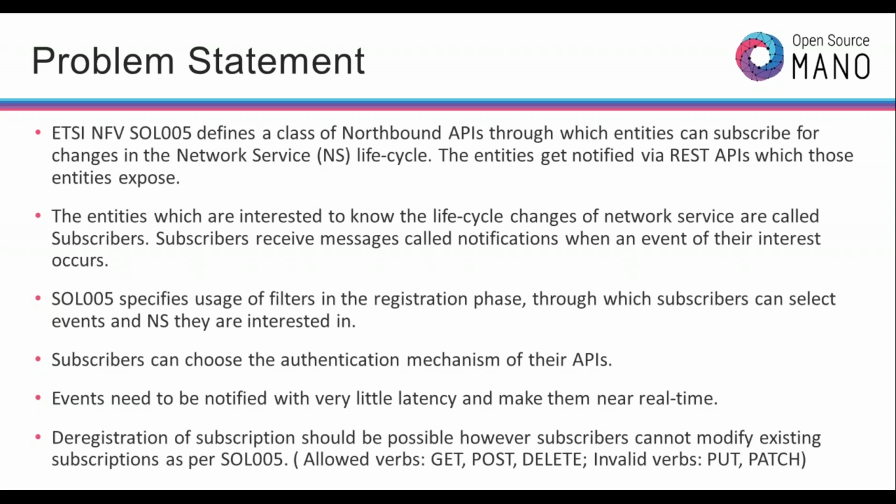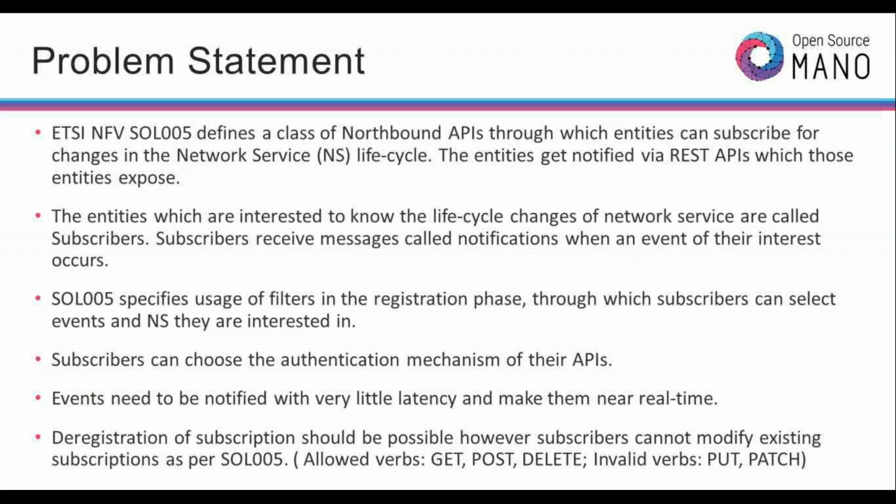So the entities that want to get notified are called subscribers, and the ones who receive the notifications are called notification receivers, and they expose something called a notification endpoint. That is the mechanism through which they receive the notification. It is all through REST. There is something called the registration phase, and in the registration phase the subscribers use something called filters. Through the use of filters, the subscribers will choose which events they are interested in.